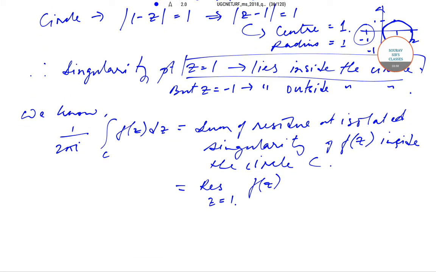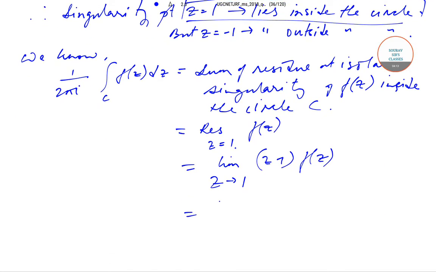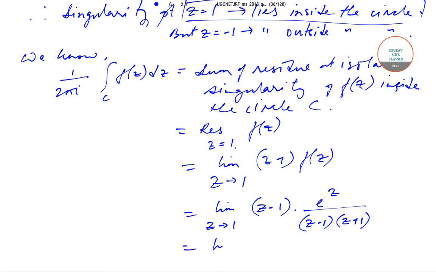Now the residue of f(z) is equal to the limit as z tends to 1 of (z - 1) f(z). We have already taken f(z), so this will be the limit as z tends to 1 of (z - 1) times e^z / ((z - 1)(z + 1)). The z - 1 will cancel out, so this will be the limit as z tends to 1 of e^z / (z + 1). Now if we put z = 1 here, this will give us e/2.